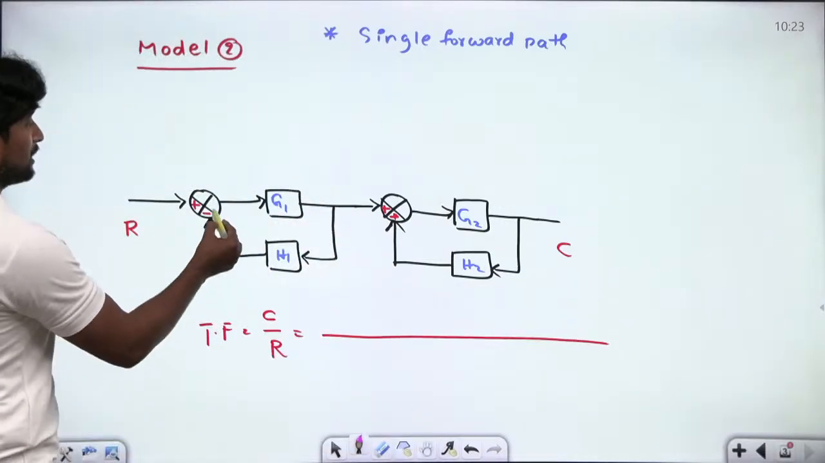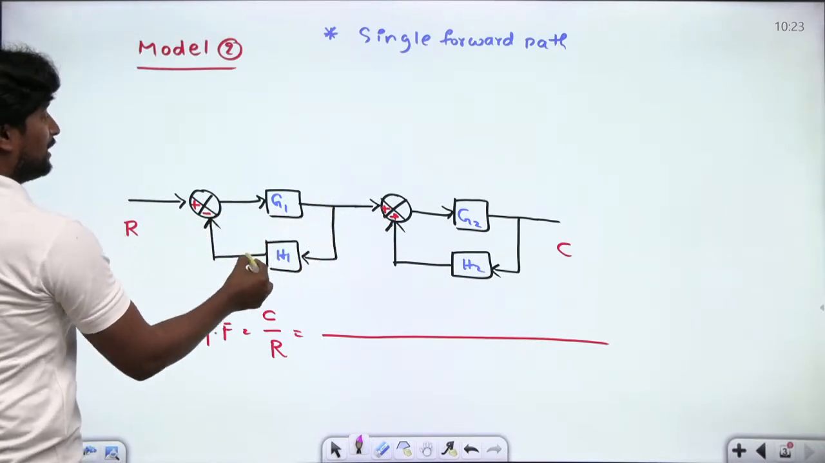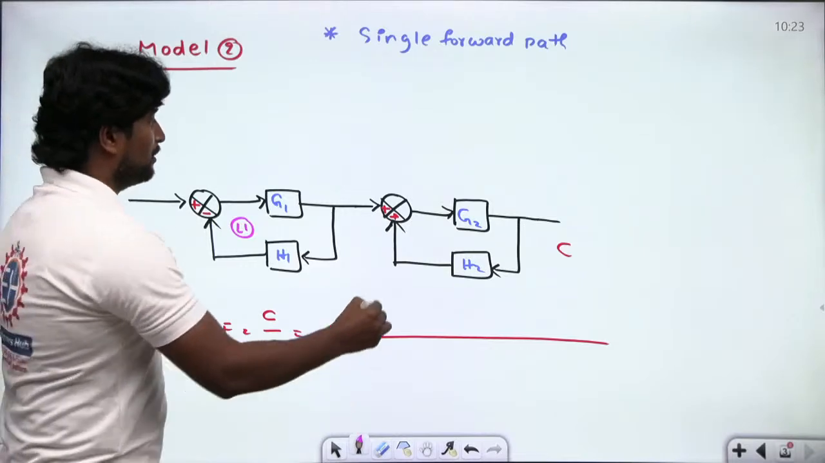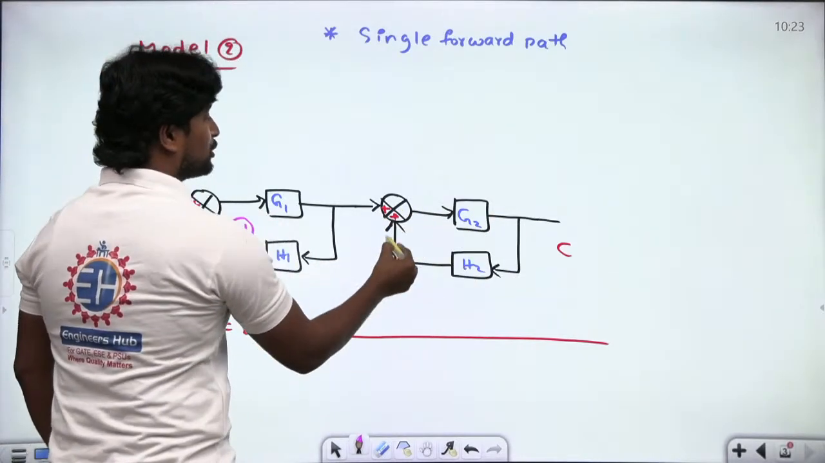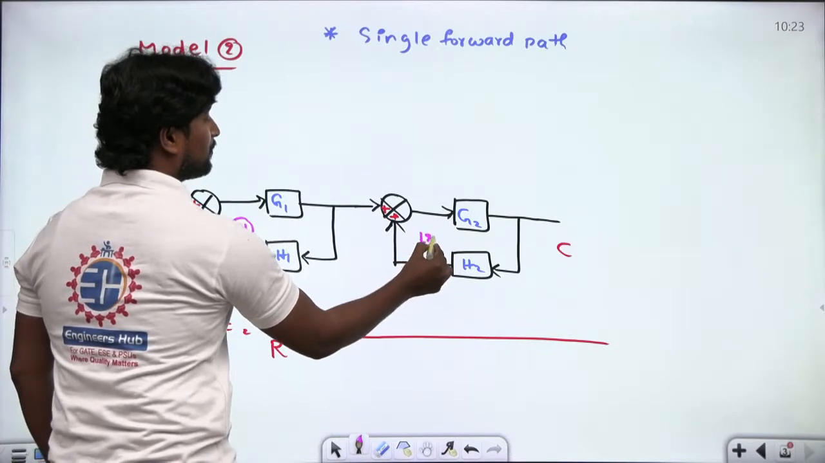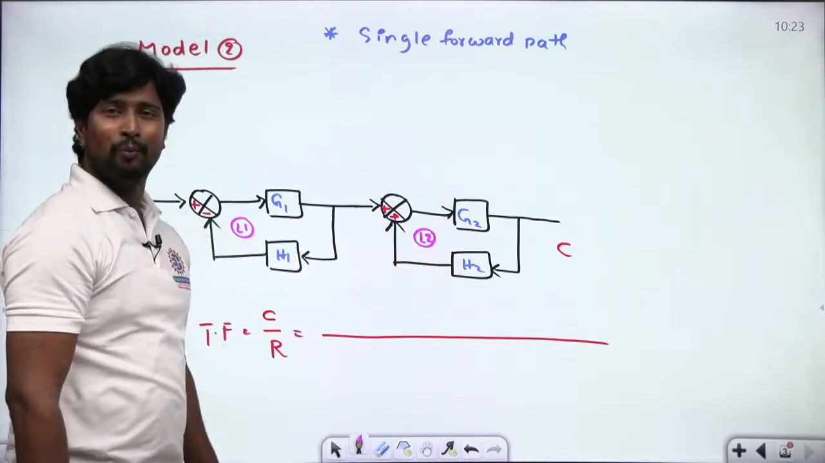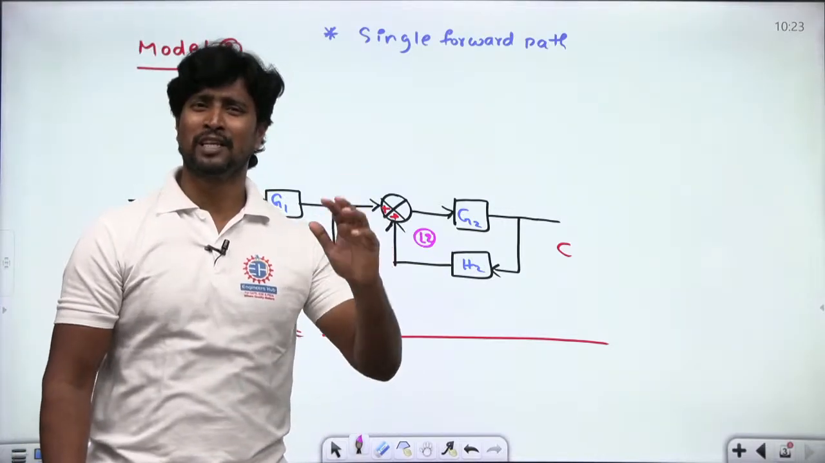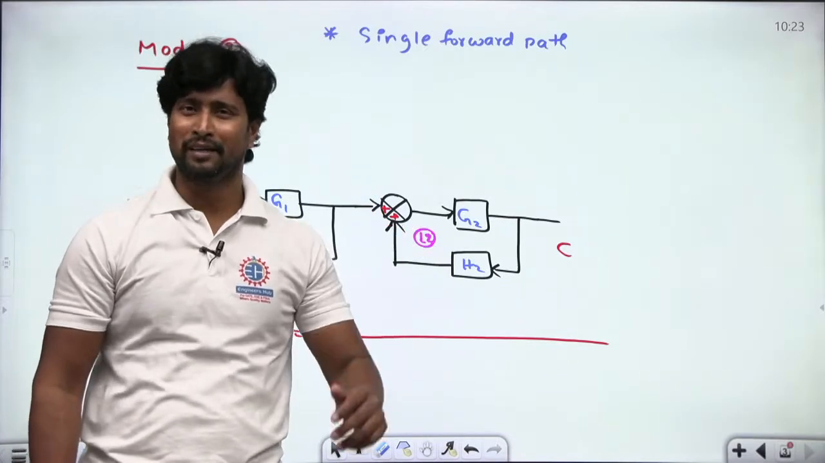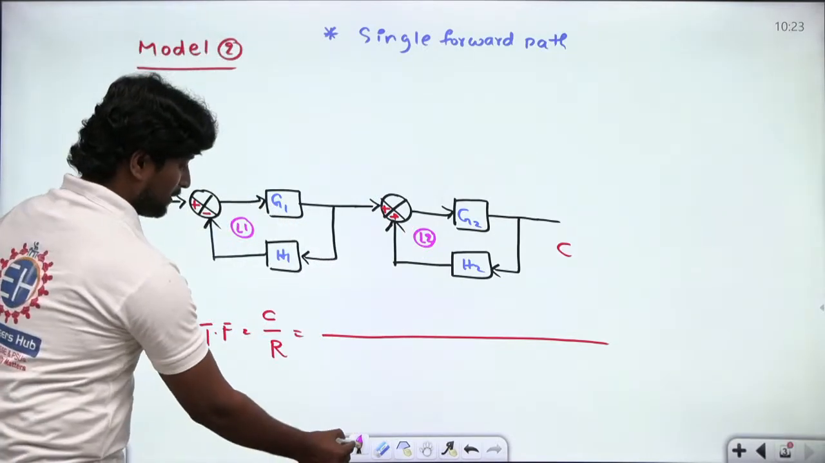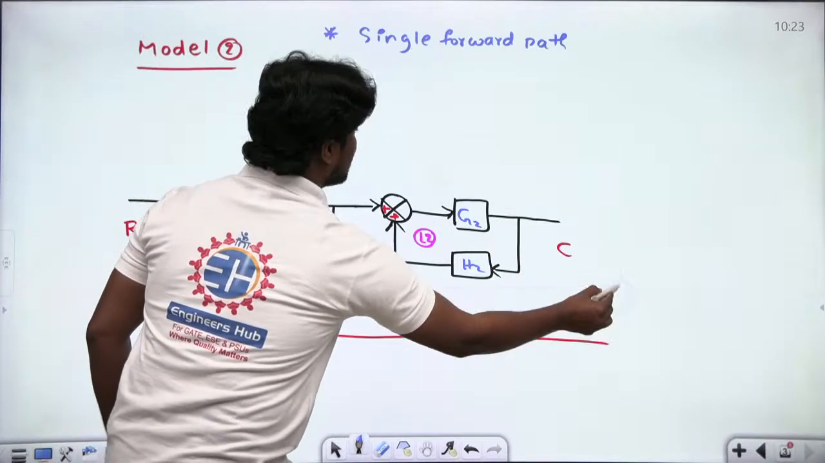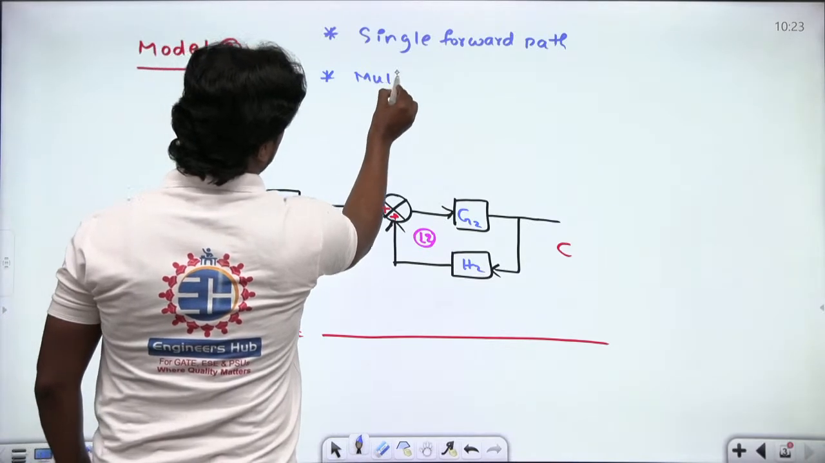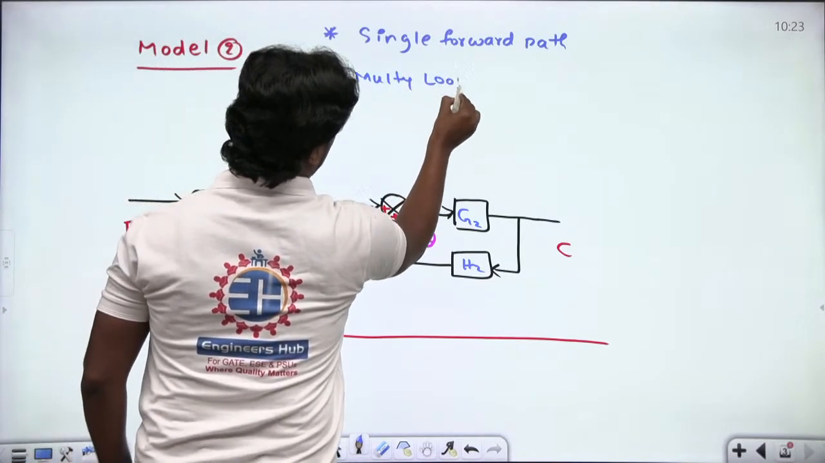Carefully observe it. I start from here: G1 and H1 act as one loop or not? And I start from here: G2, H2 act as one loop or not? So, how many loops are here? More than one loop, which is called multi loops. Two or three, it's not a matter. Which contains multi loops. Guys, carefully observe it.